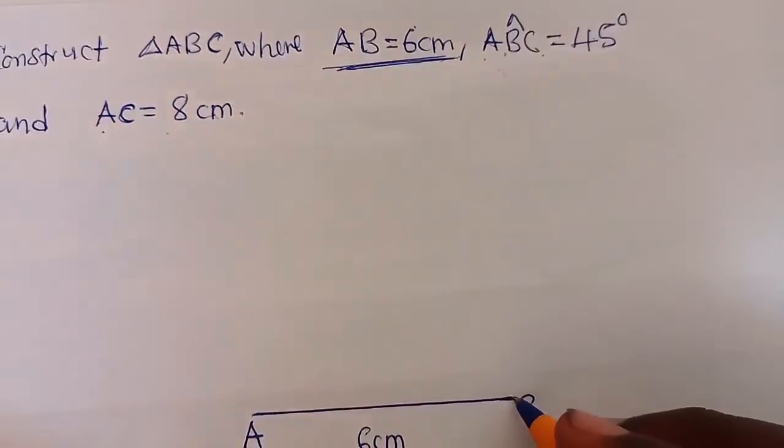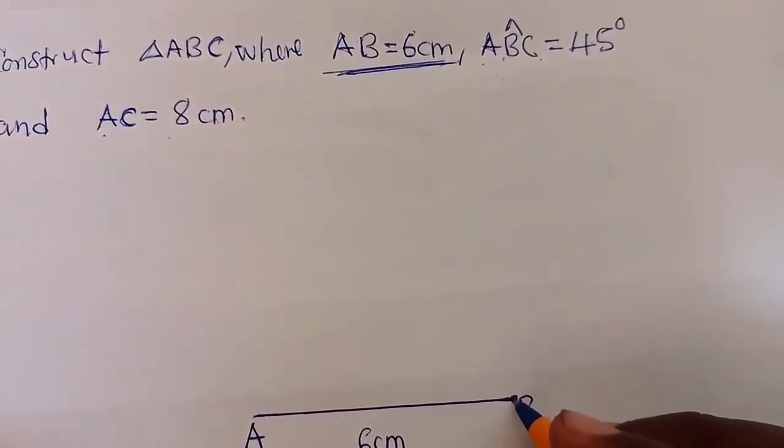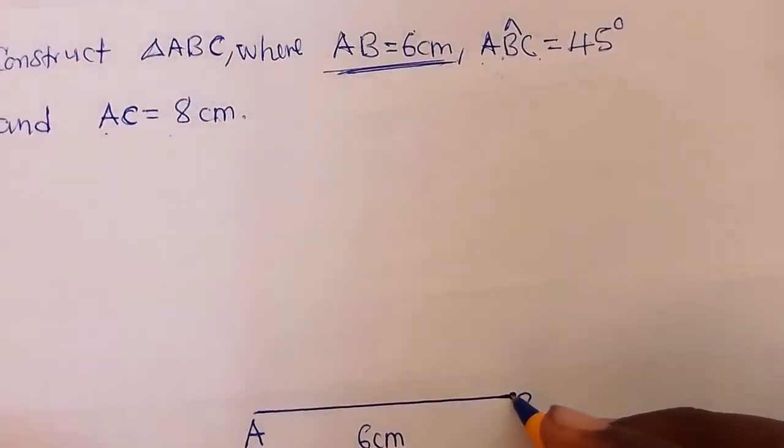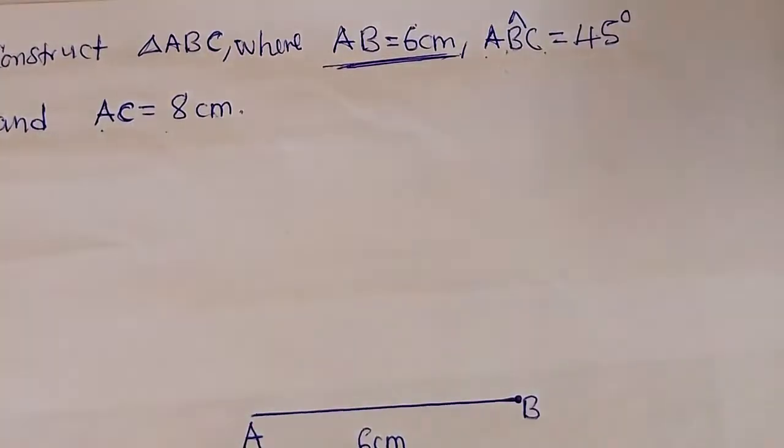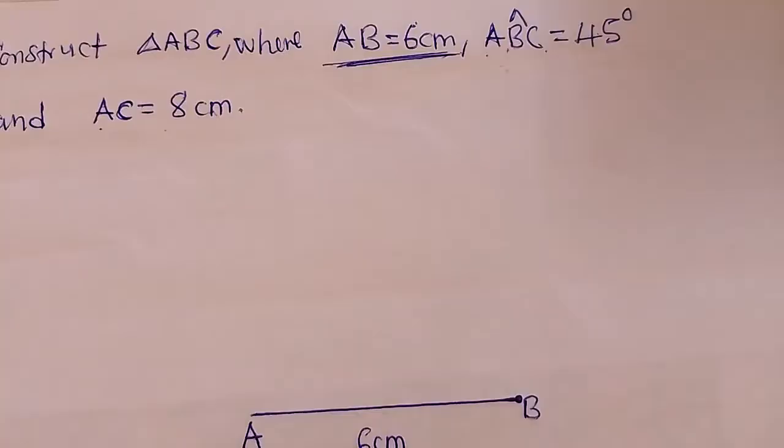You are told to put the angle there. The angle should be here on B. Angle B should be 45 degrees. This is what you need to know and understand. So your B should be 45 degrees.